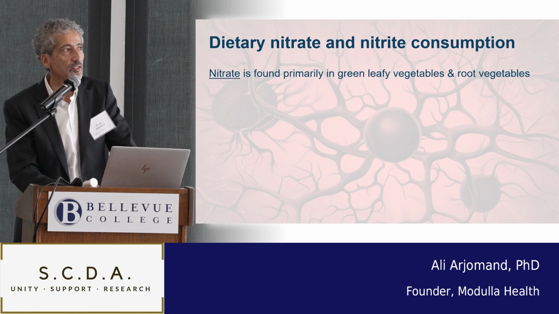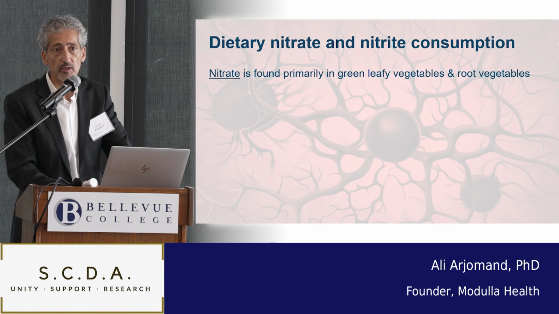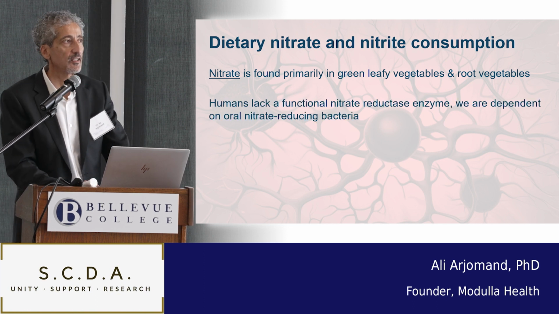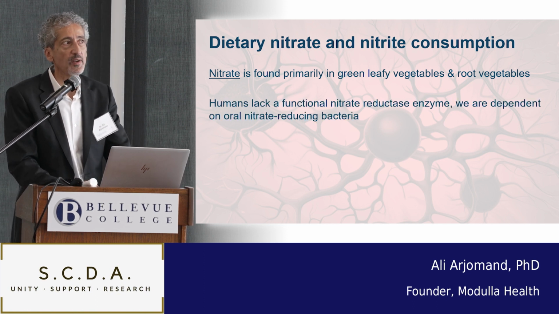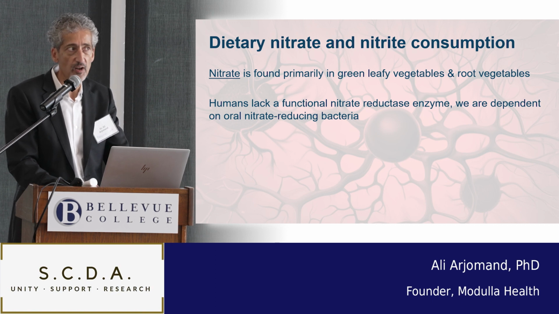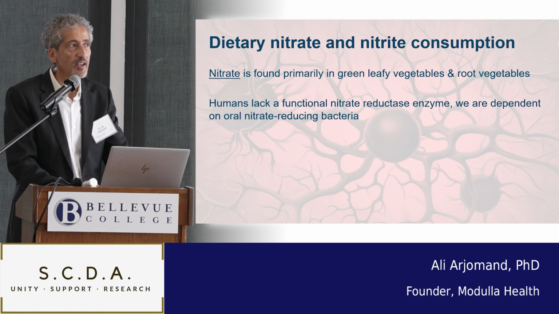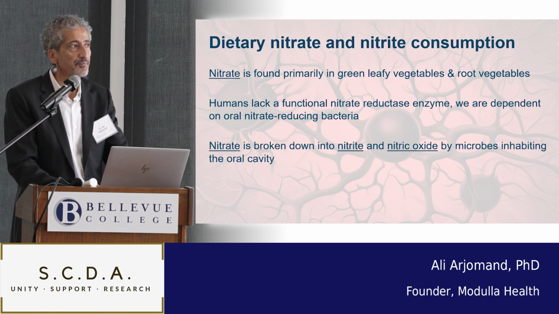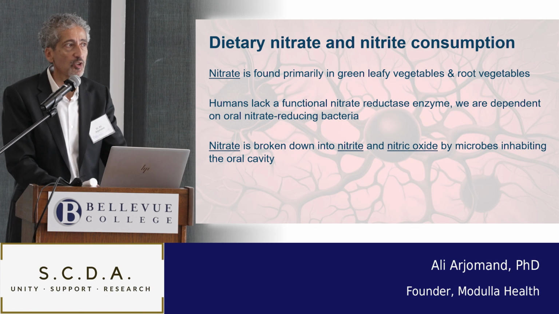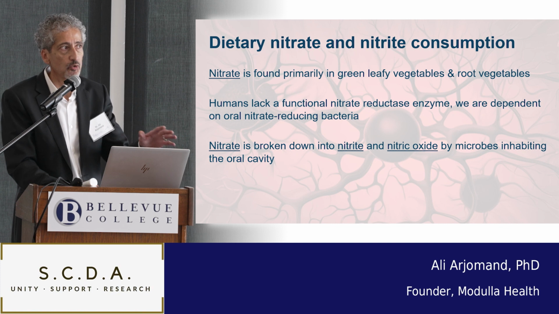Now, the nitrate I'm talking about comes from green leafy vegetables and root vegetables, things that are right smack in the middle of SCD compatibility. Again, we lack the enzyme to convert the dietary nitrate into a form compatible with production of nitric oxide, so we rely on the microbes in our mouth to do the hard work for us. And then once they do the job, we can take it from there. So nitrate is broken down into nitrite, and then secondarily into nitric oxide. It's a two-step process.